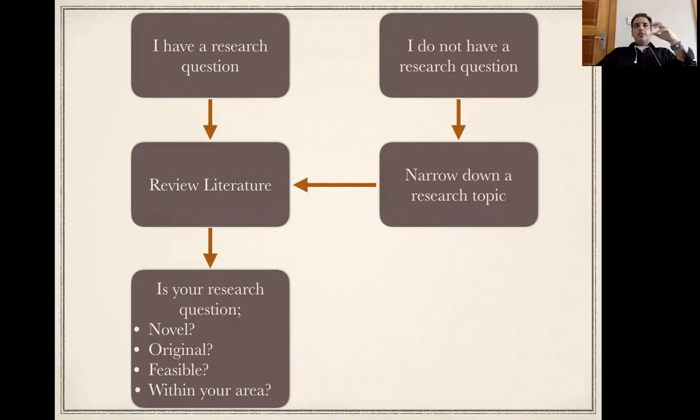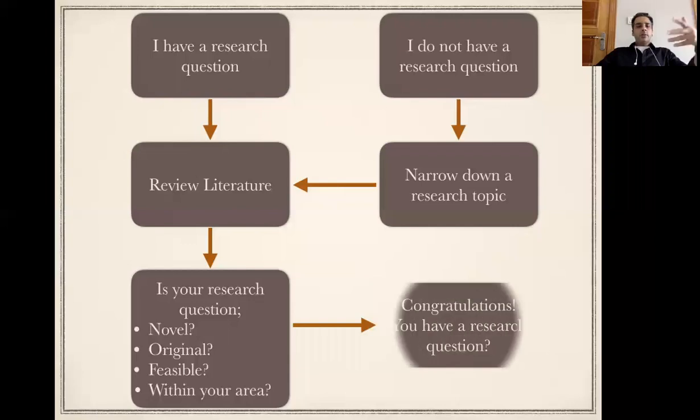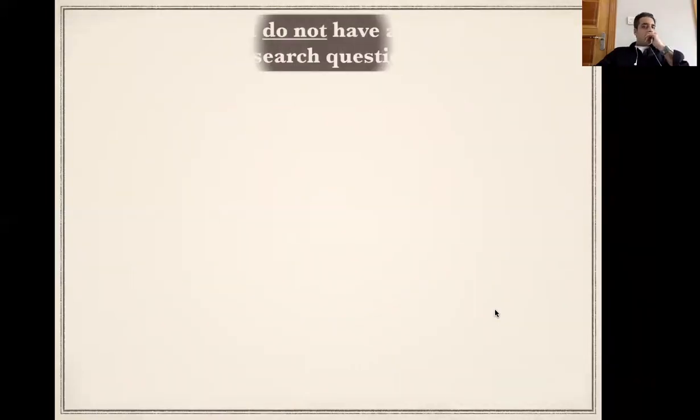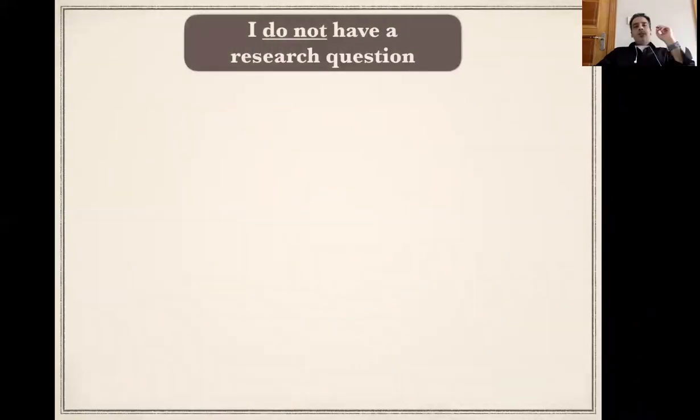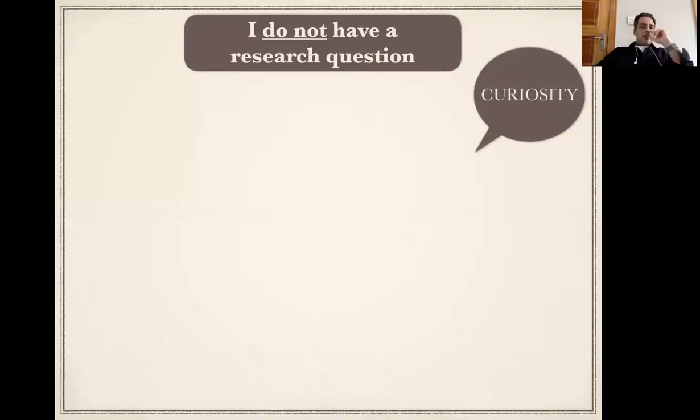So all these questions, how, what, when, so what if, all these have to be answered. Once you do that, you get your question. So that is a process that you go along. So if you do not have a research question, let's take it this way. Start developing this element of curiosity.